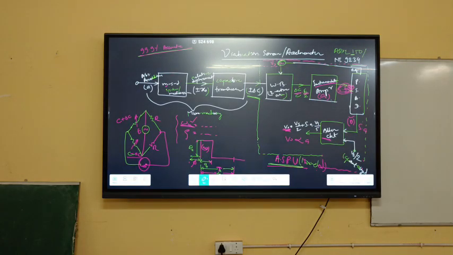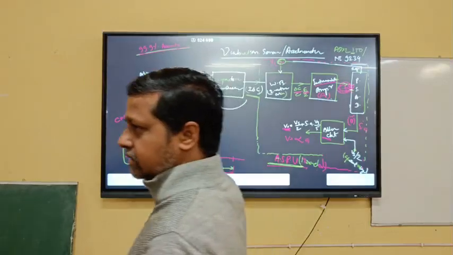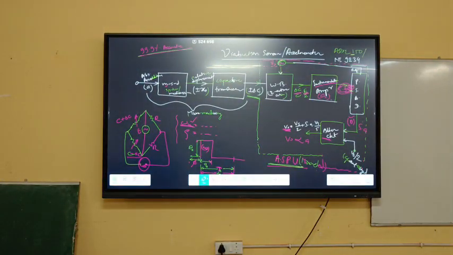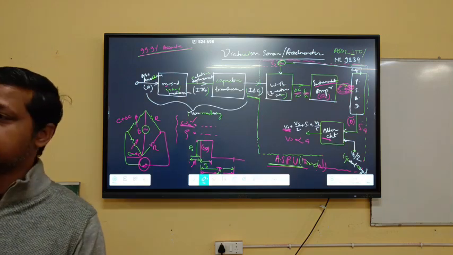Analog. What kind of unit is this? For what purpose do we design it? To process the signal, no? Signal conditioning circuit. So, an analog signal processing unit. Understand? Now till this point, it is common for any application.